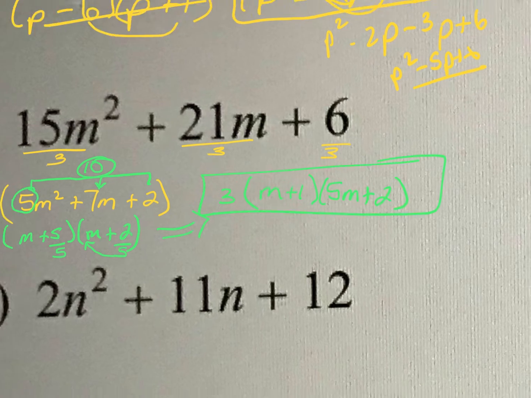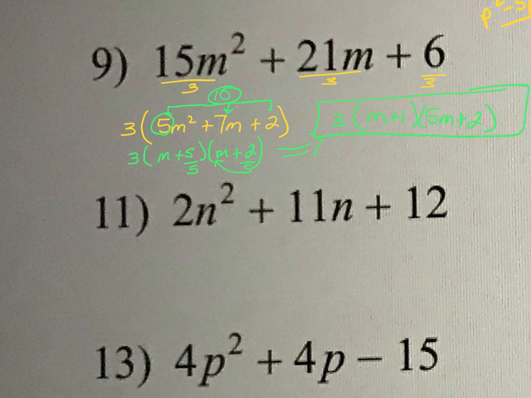Questions? All right, let's look at number 11. GCF? No. Is this a trinomial that's a quadratic that we can just factor? Yes. Let's do a times c. 2 times 12 is 24. I need factors of positive 24 that multiply to give me 24, but add to give me 11. 8 and 3. N plus 8, n plus 3.